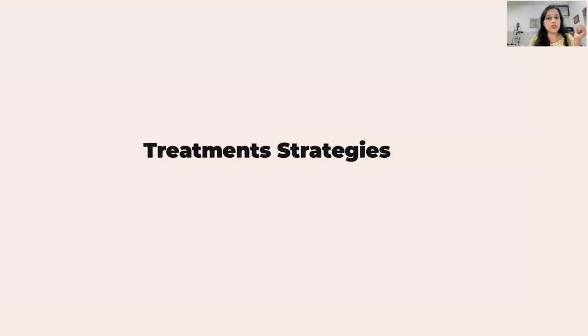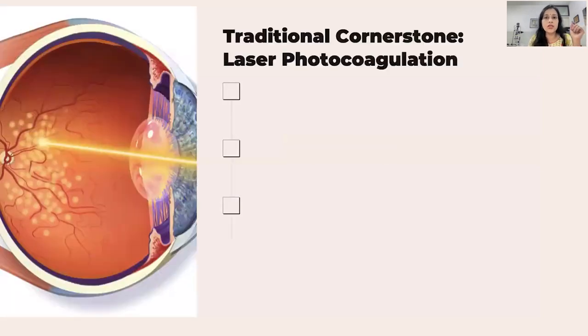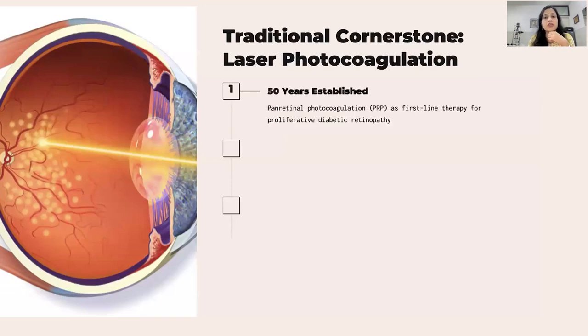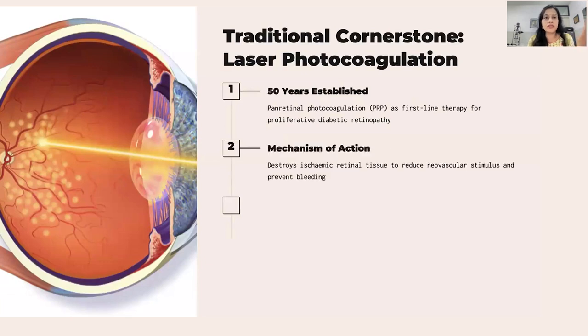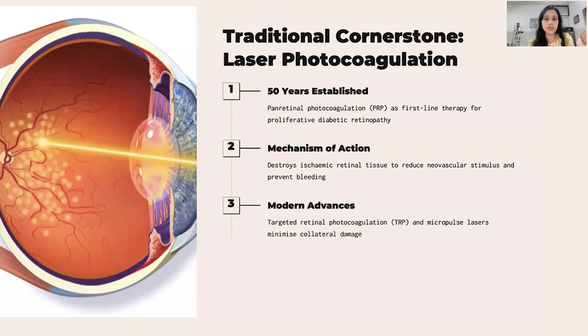Let me cover also treatment strategies. I'm not going too much into the detail. Well, the gold standard initially, at least for the last 50 years, had been laser photocoagulation and also focal or grid laser. But as the years went by, at least for diabetic macular edema, we started getting more options. The mechanism of action is it basically destroys the ischemic retinal tissue so that the neovascular stimulus to produce these new blood vessels, to cause edema, the VEGF production basically is reduced here. We do have a lot of newer laser photocoagulation techniques such as targeted, and we have micropulse.